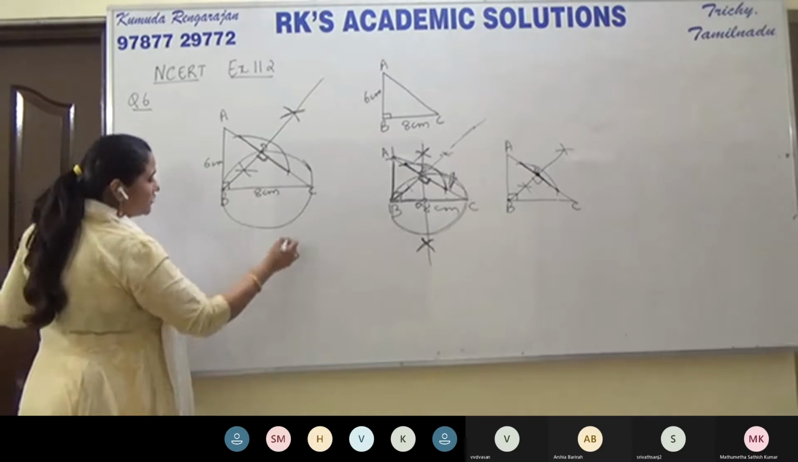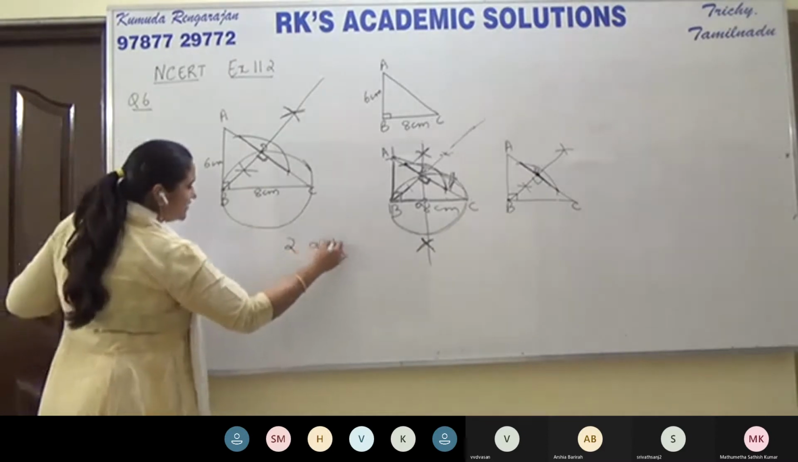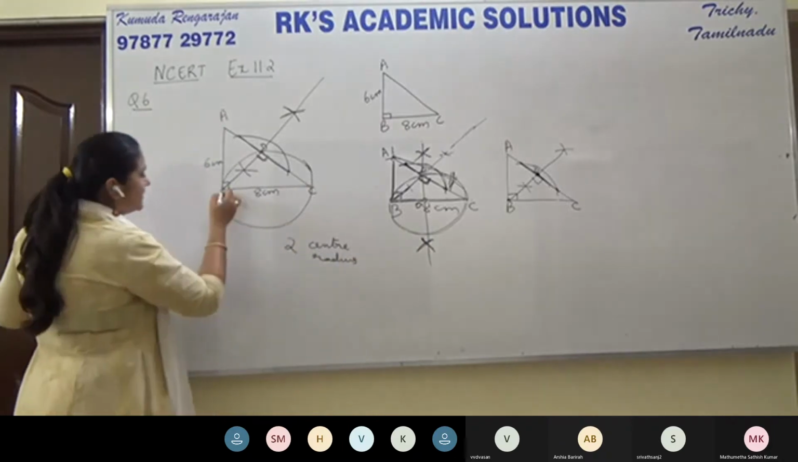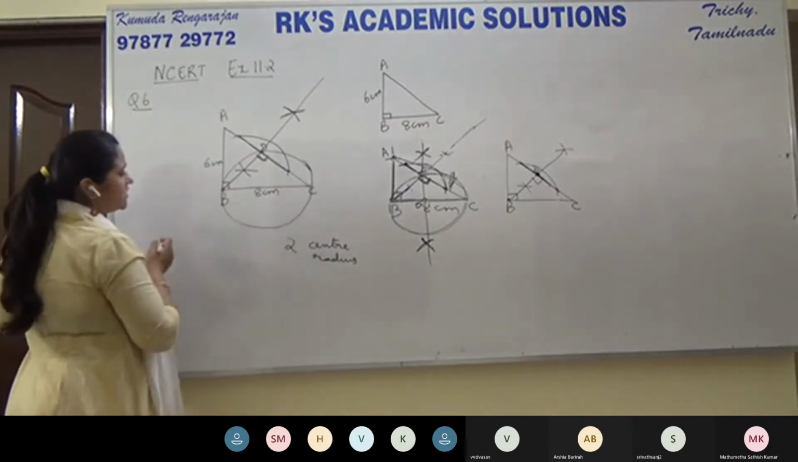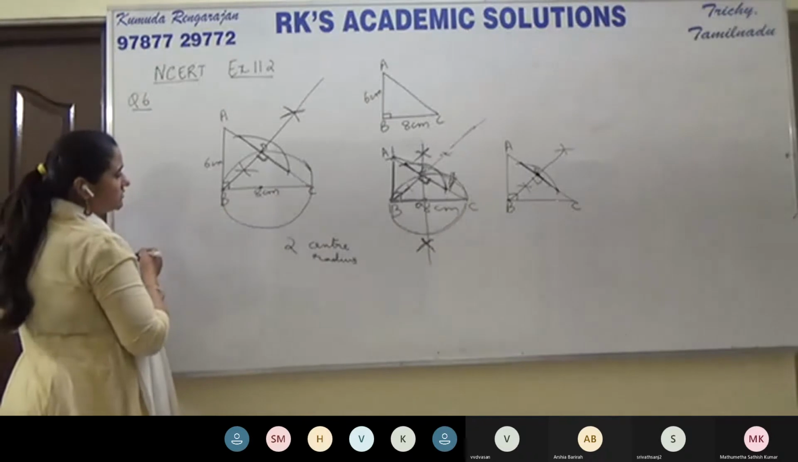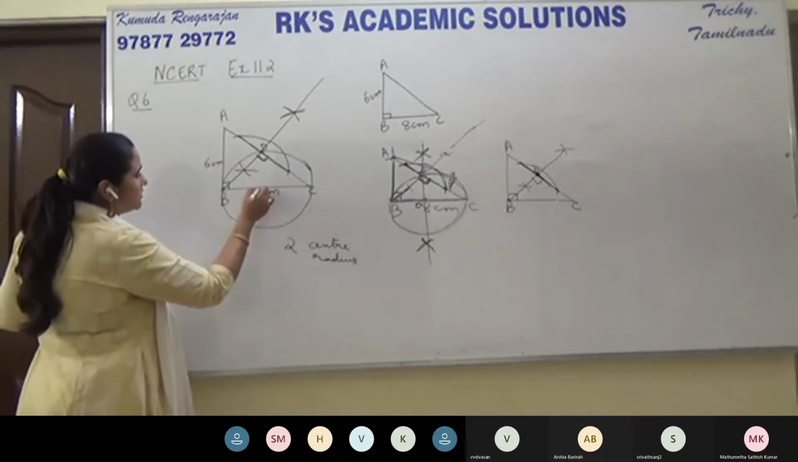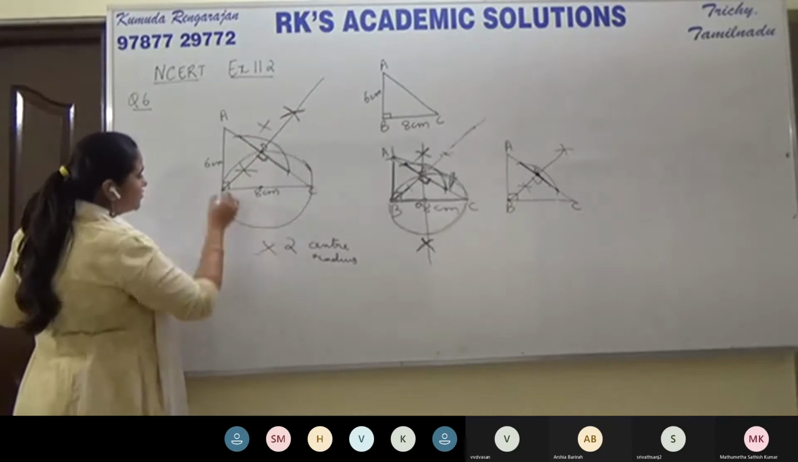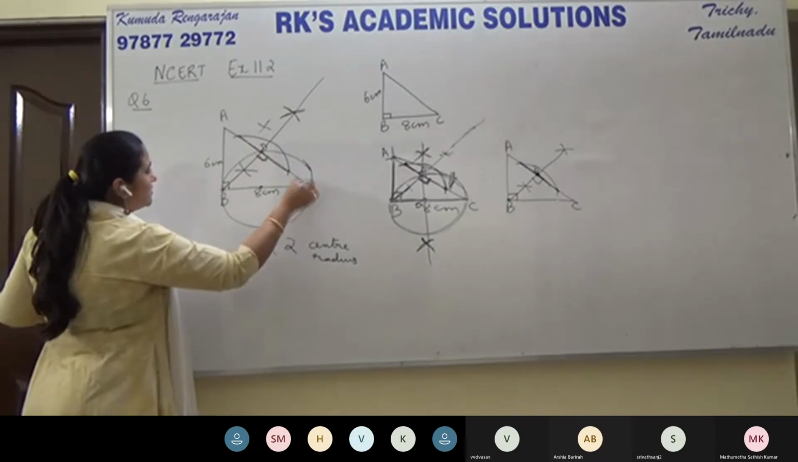So to draw a circle, we need 2 things: center of the circle and radius of the circle. So we have identified the diameter of the circle. The midpoint of the diameter will be the center of the circle. How do we get the midpoint? Perpendicular bisector. So make 2 arcs here using B and C as centers.